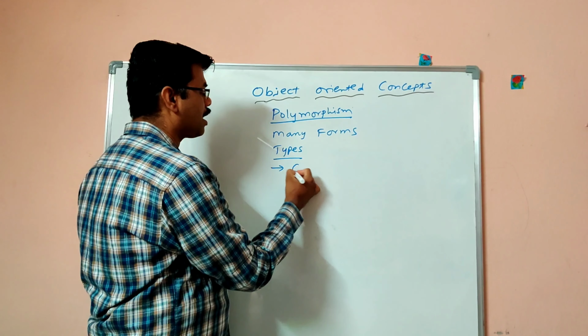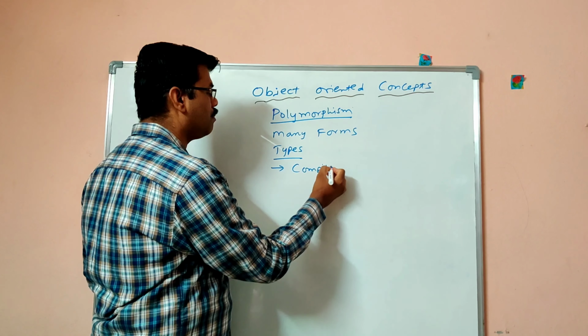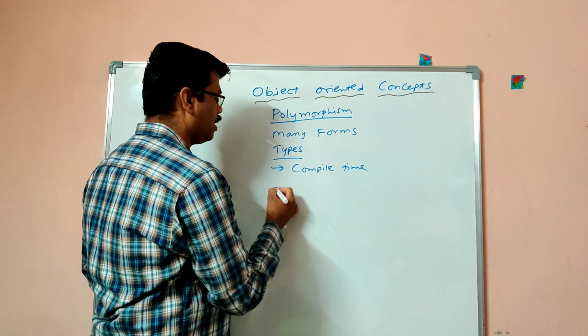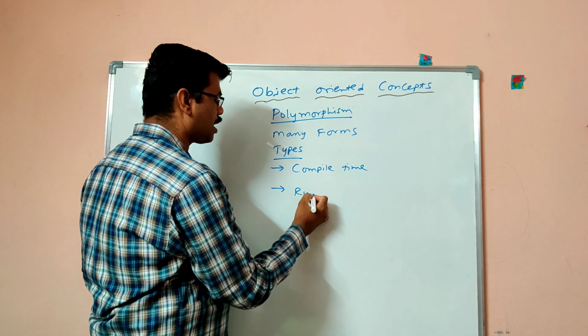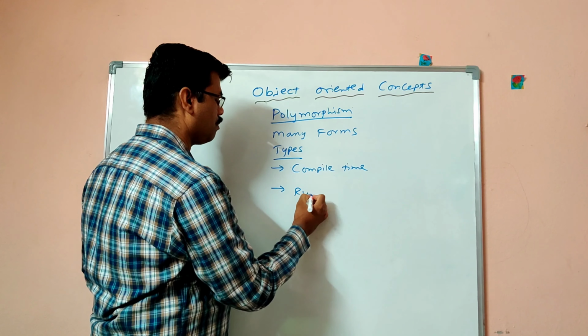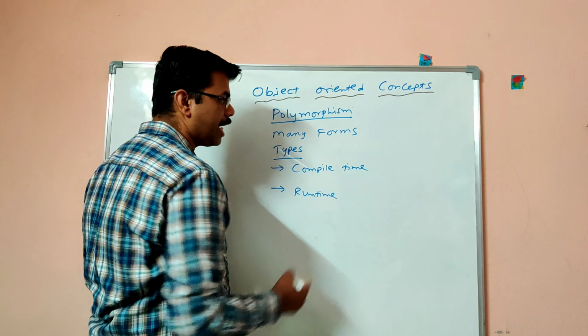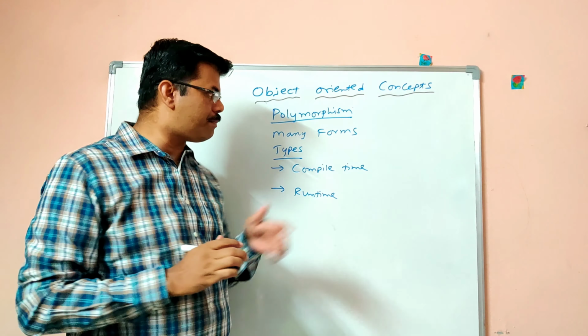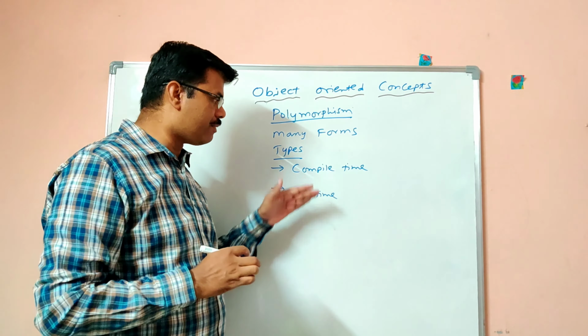They are compile time, and one more is runtime. We have two types of polymorphism. One is compile time and one more is runtime. This compile time we can even call it as static binding or early binding, and this runtime we can even call it as late binding or dynamic binding.